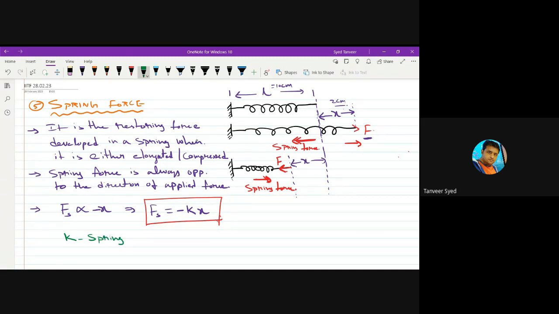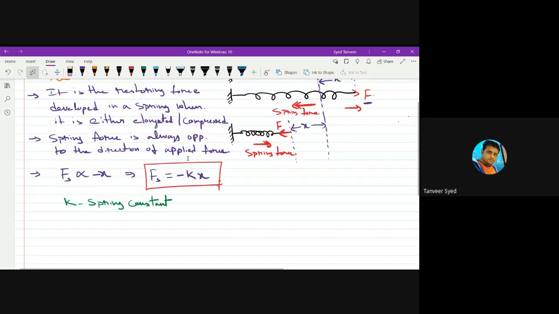We call this K the spring constant. On what factors does this spring constant depend? It depends on the nature of the material of the spring, that is, the material with which the spring is made. Next, it also depends on the length of the spring. Then it also depends on the area of cross section of the spring.